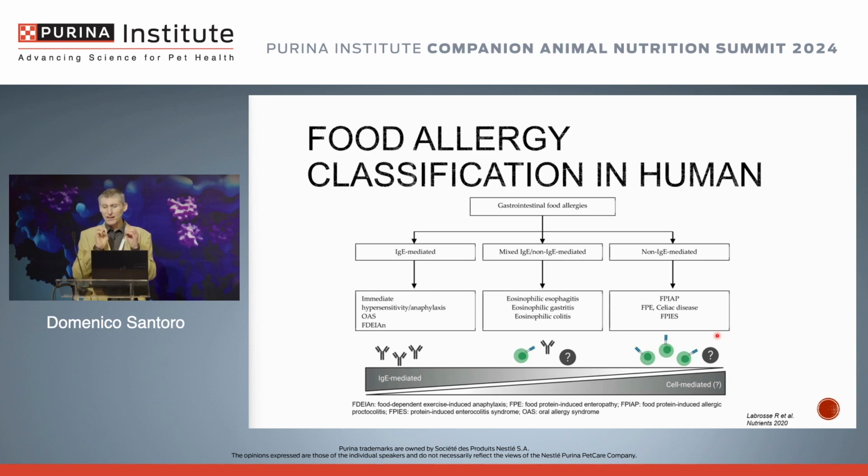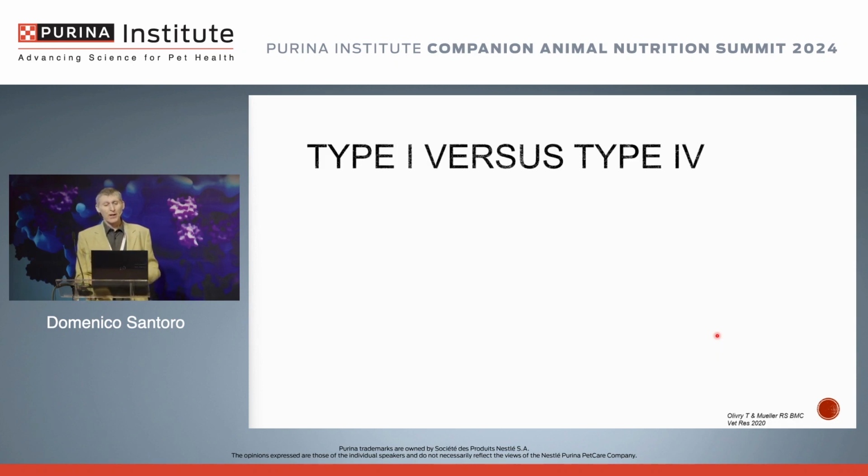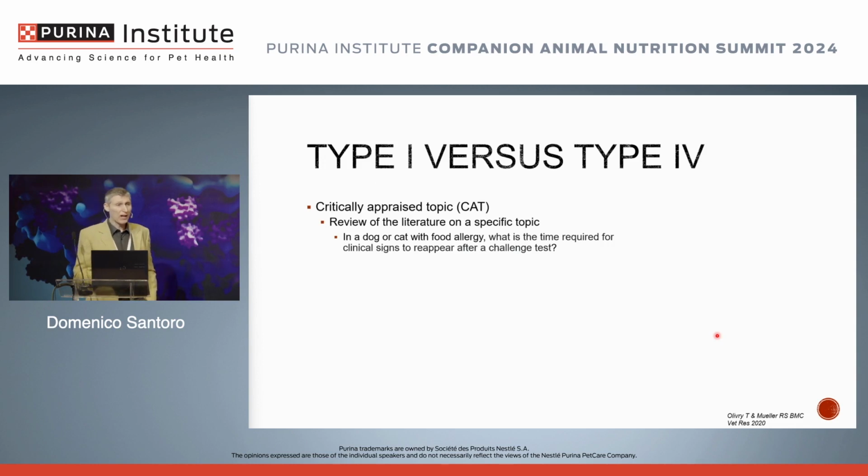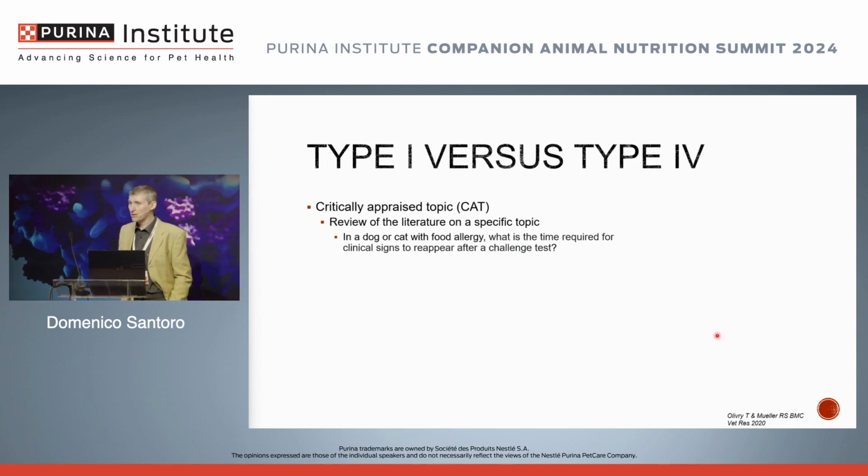Again, only a few of them do present with this. So how do we answer that question? Well, there are a couple of studies that try to help us define the frequency of the immune response. And again, this is a critically appraised topic by Dr. Olivier and Dr. Mueller, in which they reviewed the literature asking a specific question.